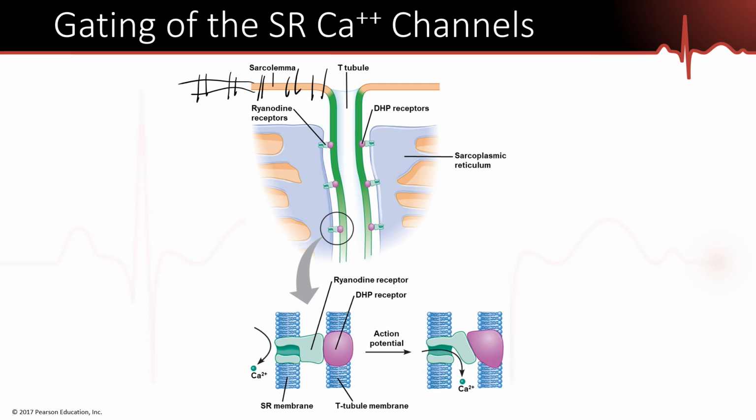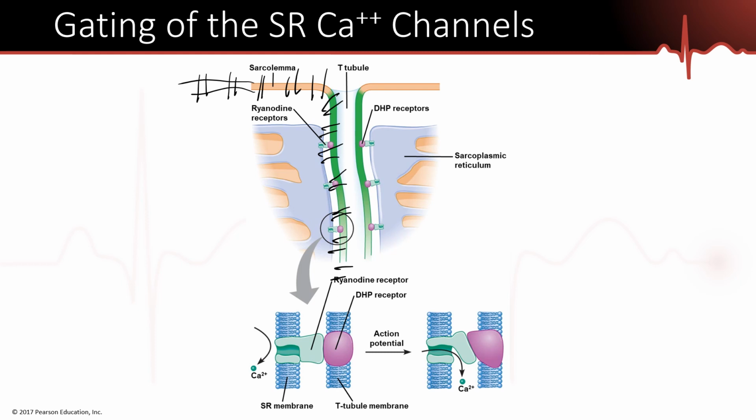Okay, so the point I'm trying to make is, if the action potential is propagating down the plasma membrane of a skeletal muscle fiber, and the T-tubule is just an extension of the plasma membrane, then there must be voltage-gated sodium channels that exist down the T-tubule, because the T-tubule is the plasma membrane of the skeletal muscle fiber. It just extends into the skeletal muscle fiber.